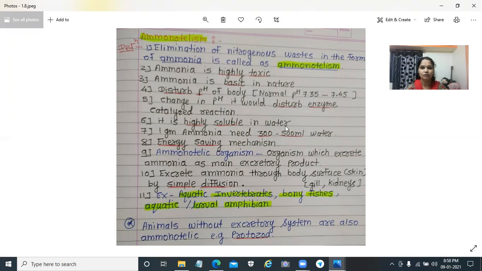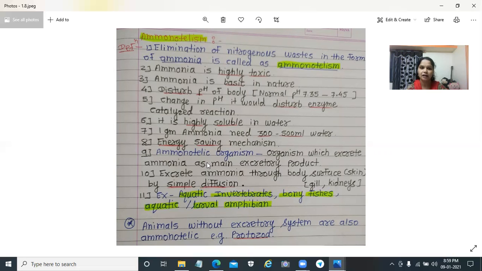Ammonia is highly soluble in water. About 1 gram of ammonia needs 300 to 500 ml of water to be removed from the body. It is an energy saving mechanism because this excretory product, ammonia, is excreted with the help of simple diffusion. So there is no need of energy to remove the ammonia. Ammonia is removed from the body through body surfaces like skin, gills or the kidneys.